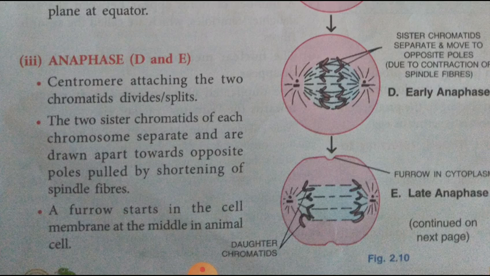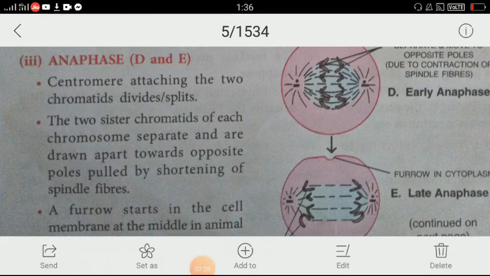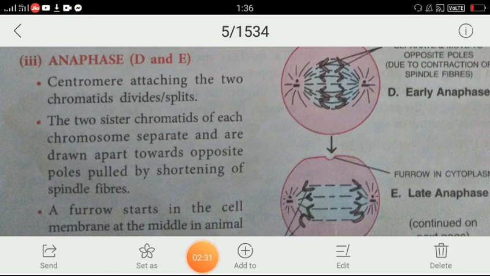Point 3, a furrow starts in the cell membrane at the middle in animal cells, whereas in the case of plant cells, a cell plate will form in the middle of the cell. So, note that in the case of an animal cell, a furrow will appear in the middle of the cell, whereas in the case of plant cells, a cell plate will form in the middle of the plant cell. These are the changes that occur during the early anaphase and late anaphase.